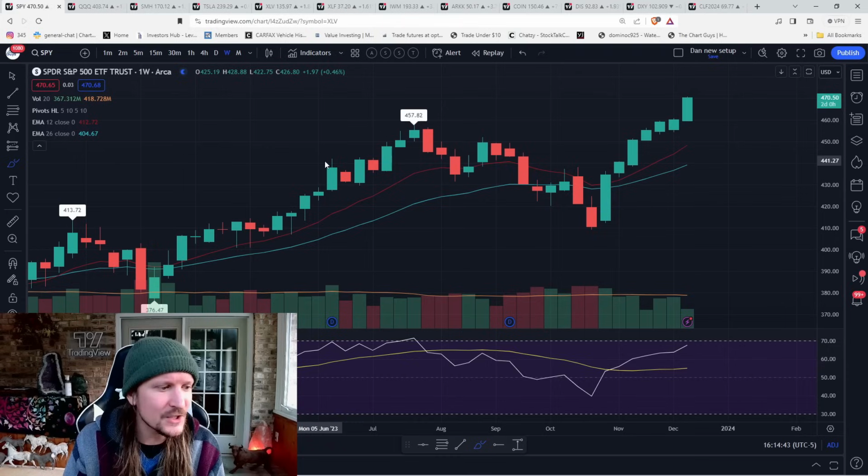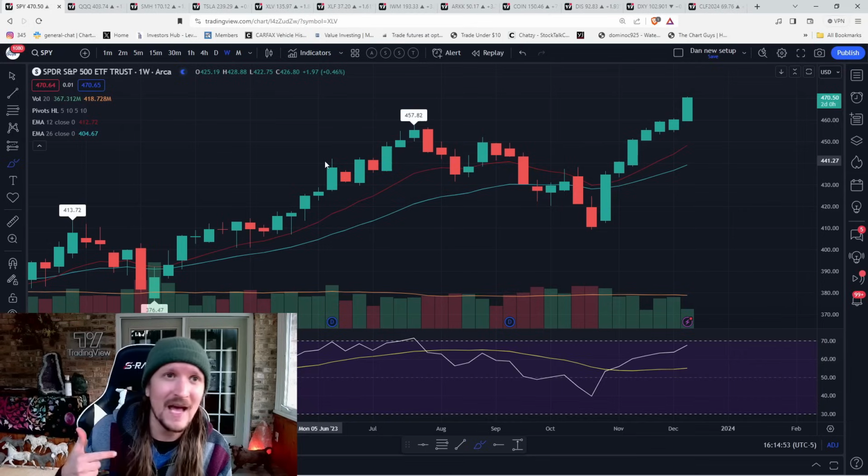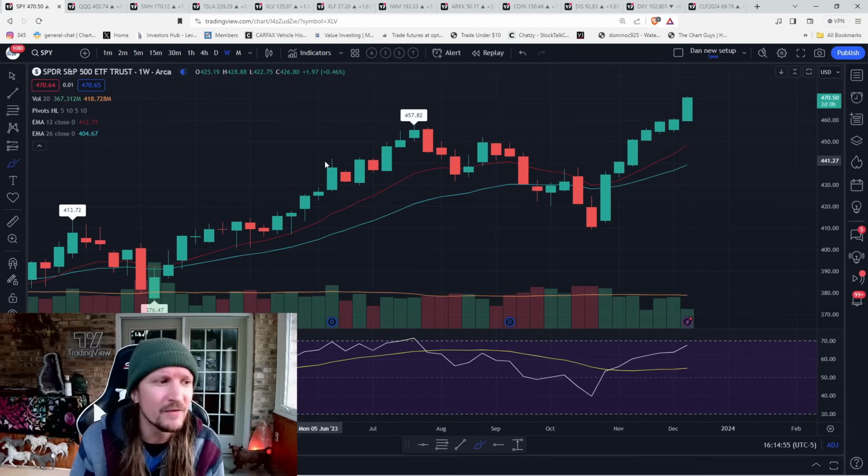My mantra for the last 2 weeks has been something being overextended is not enough of a reason to short. You have to have another reason. You have to either be hedging long positions. You have to have a clear resistance level that you're playing off of. You cannot short something because it's overextended.